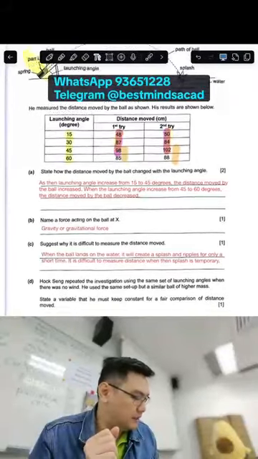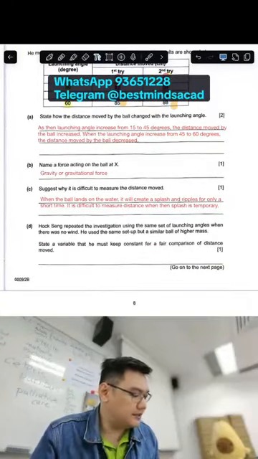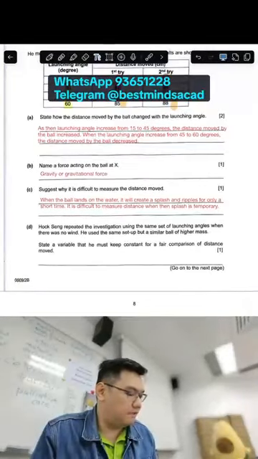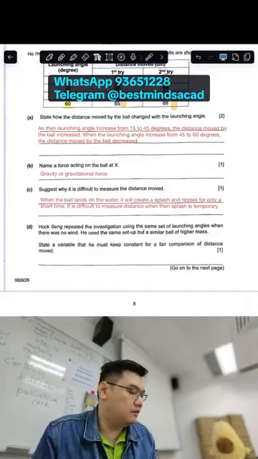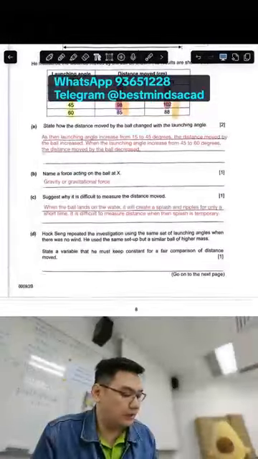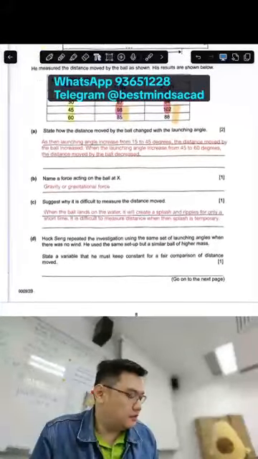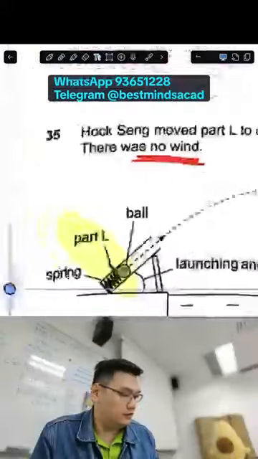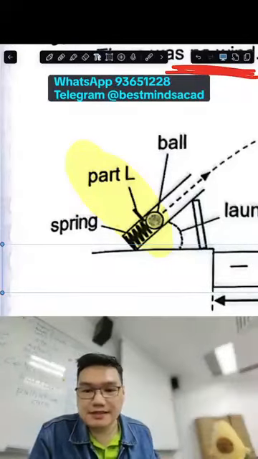Okay, now Hawking repeated the investigation using the same setup and same set of launching angles when there was no wind. Use the same setup with a similar ball of higher mass. So state a variable that he must keep constant for a fair comparison of the distance moved. So what is the variable that he must keep constant? The changed variable will be the launching angle. The measured variable is the distance traveled by the ball. The variable that must be kept constant is the amount of, this part here, the amount of compression of the spring. That is another variable. You must keep it the same.